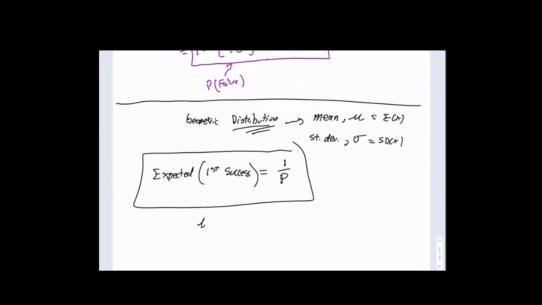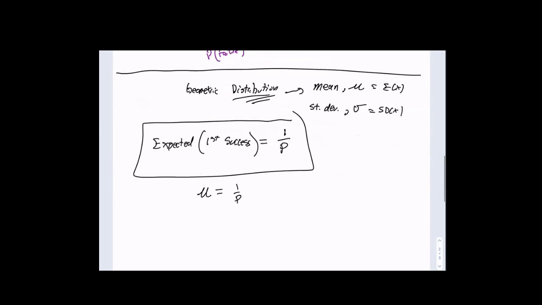So we say that the mean is equal to 1 over p. That's a big formula. This is important. You're going to get this question a lot. The other one doesn't happen a lot, but it also has a standard deviation. And the standard deviation is the square root of 1 minus p over p.